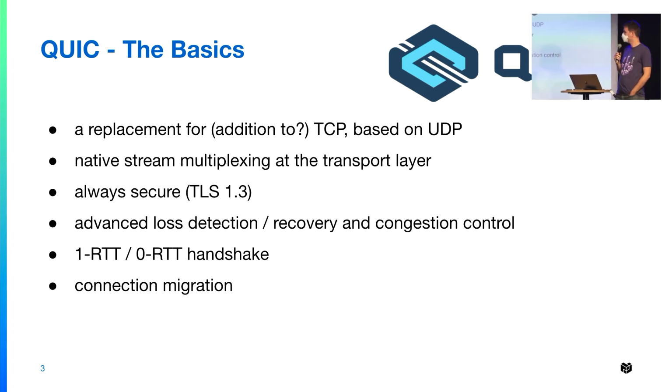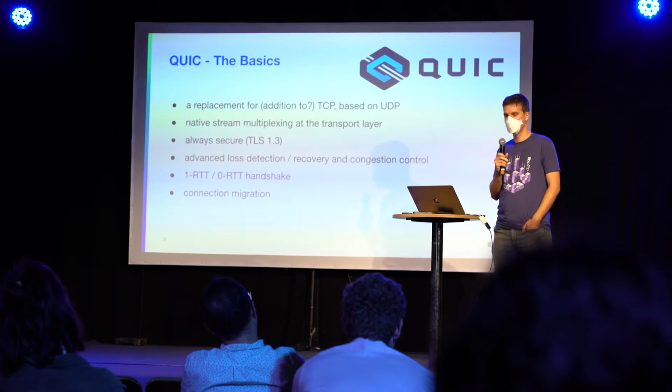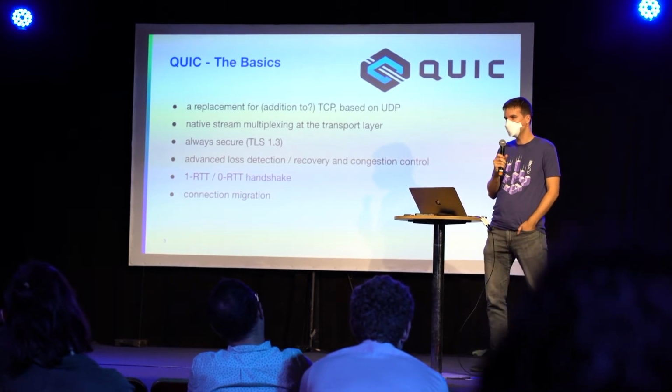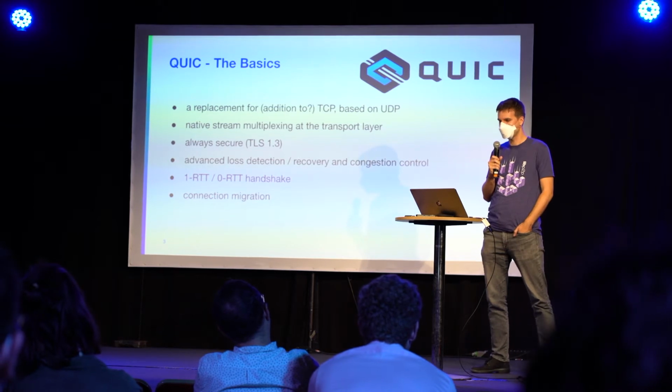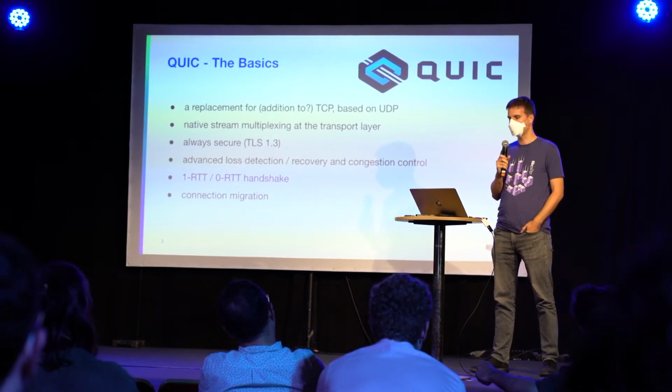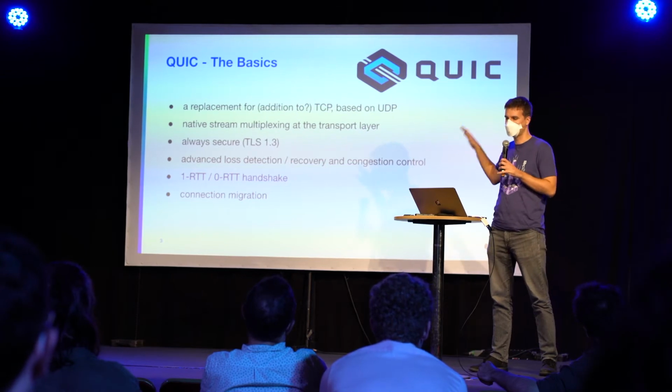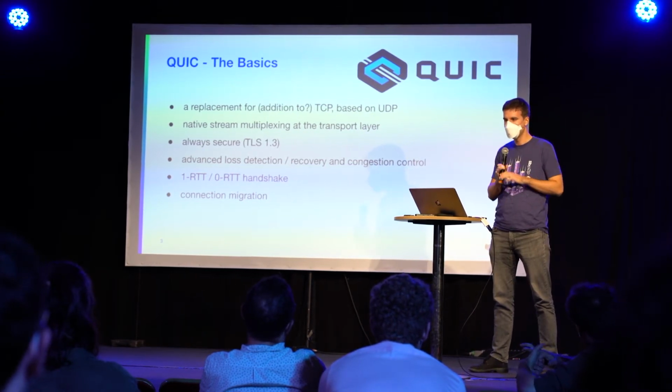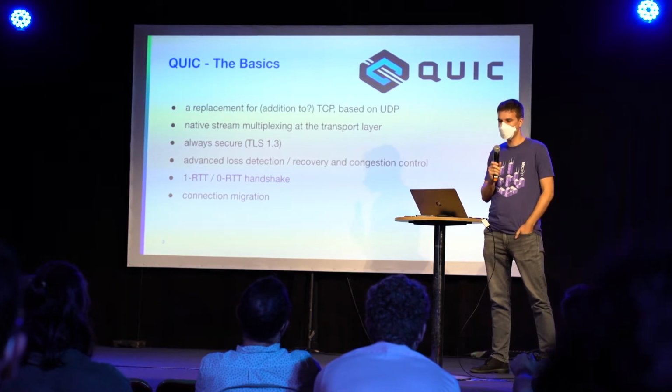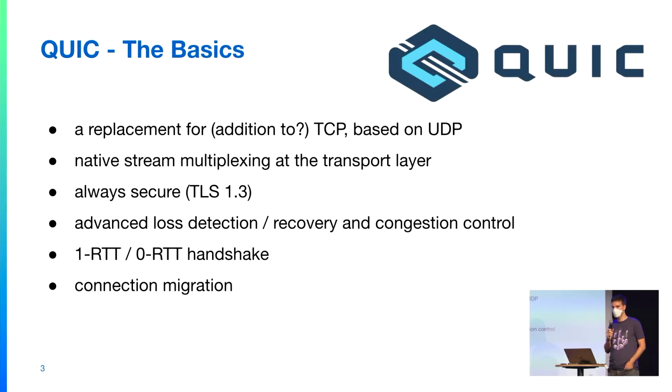So QUIC is a replacement or an addition to TCP. It is based on UDP, and it's basically better in every sense than TCP. However, it's blocked on certain networks, so you can't completely replace TCP as of today. QUIC offers native stream multiplexing at the transport layer. You can think of these streams like independent connections, so there's no blocking between writes on one stream and writes on another stream. QUIC is always secure.